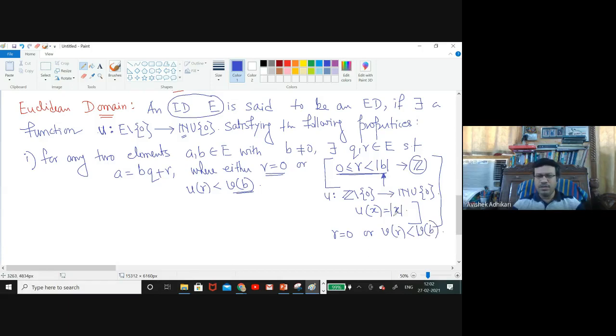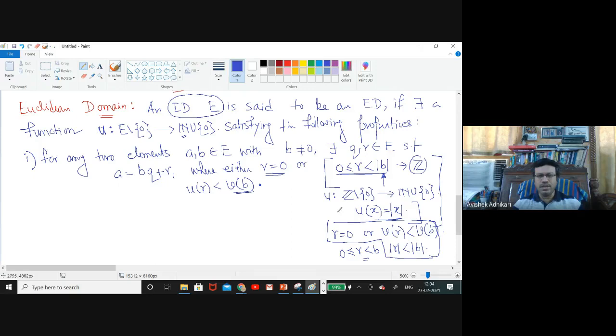In other words, that valuation is nothing but mod, so mod of R should be strictly less than mod of B. Since we are merging both of them, it can be written in a similar way as one condition. That's why the remainder is always less than this and greater than this. Is it clear to all of you? So the valuation should be strictly less than the valuation of B, and the case of 0 in Z, where I gave R equal to 0 or like this, can be distributed like this. So that's the first property that we need.